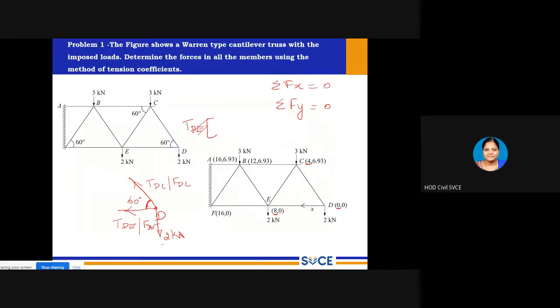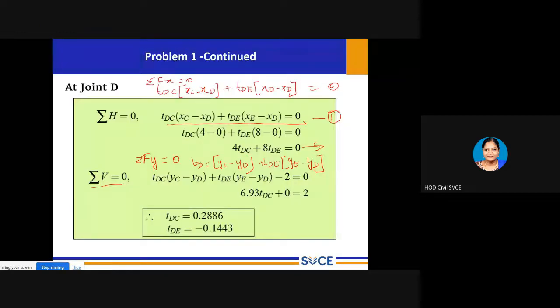So what is the external force which is acting here at the point D in the Y direction? Kilonewton, right? At the point D? Yes, it is acting in the downward direction, so I have to put minus 2 equal to 0. So this is the second equation. When you simplify this, you get like this. Then you have to solve these two equations.